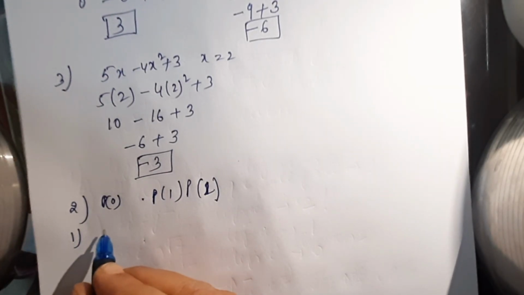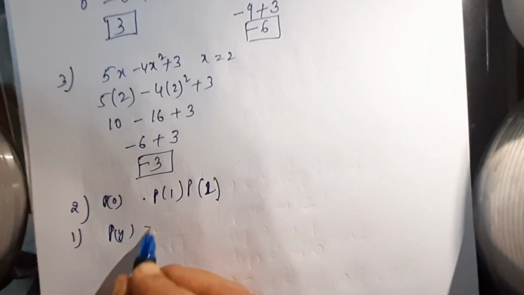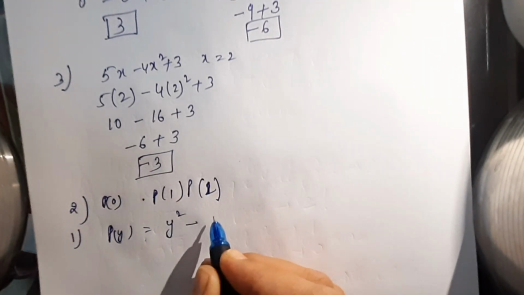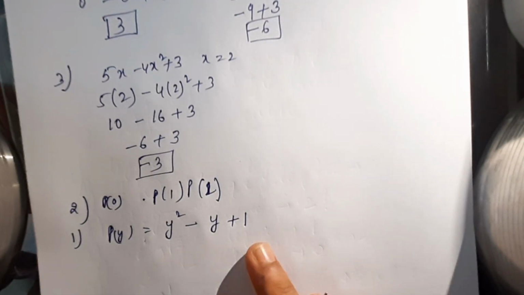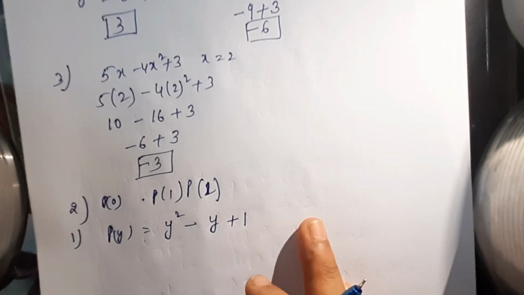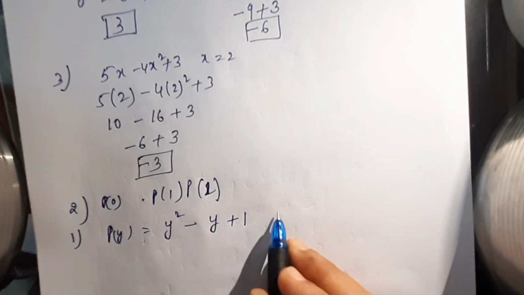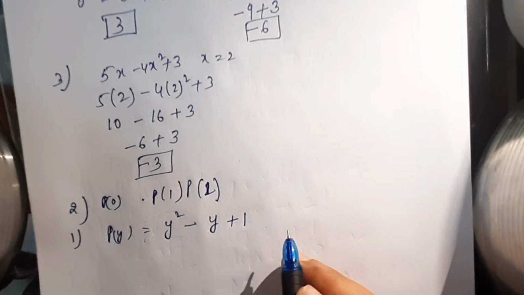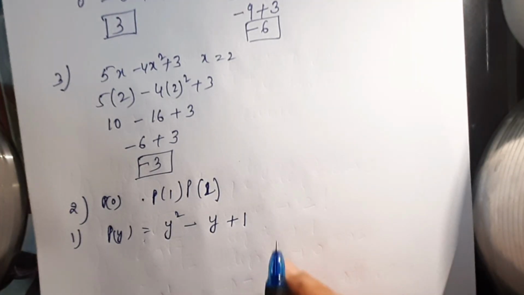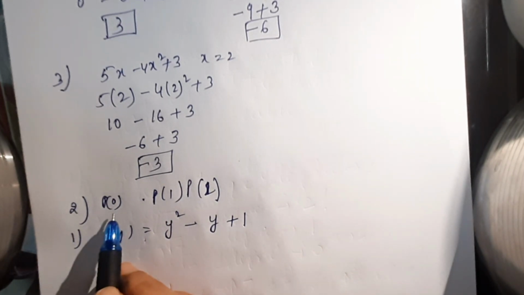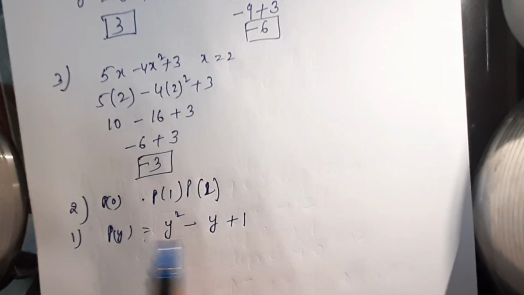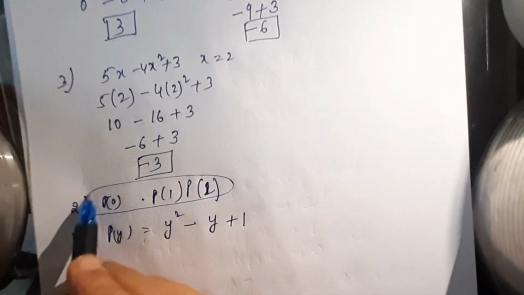So the first question is p of y, where the polynomial is y square minus y plus 1. Always consider, as I told, a polynomial we should not make equal to 0. If the same equation we write by making it equal to 0, it is called a quadratic equation, which we have again in the chapter in 10th standard. So here we are having only polynomials, so never put the 0 here. We need to put 0 for y. So a single question is to be done by using 3 different values.